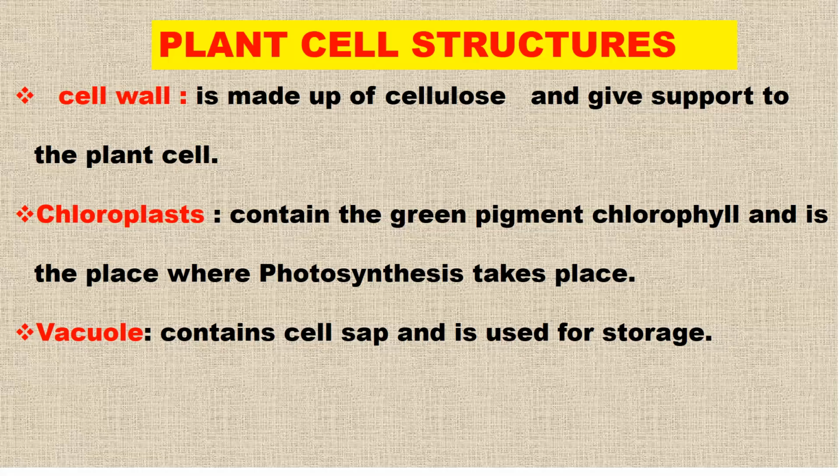Then what about the chloroplast? It contains green pigment, otherwise known as chlorophyll, and that is where photosynthesis takes place. So photosynthesis takes place in the chloroplast. Sometimes you are given the cell with the parts labeled, then they ask you where does photosynthesis take place, or where is glucose produced. Glucose is produced during the process of photosynthesis. So where photosynthesis takes place, that is where glucose is produced.